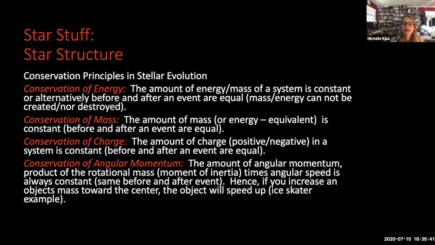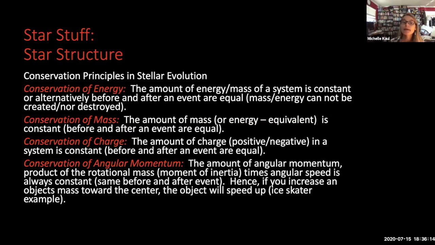The other main principle that we talked about is the conservation of angular momentum. Angular momentum is nothing but the rotational mass, which we call moment of inertia, times the angular velocity. If you change one of those aspects, the other one has to compensate. This is like that ice skater, right? As an ice skater wants to increase their speed, they pull their arms inward towards their axis of rotation. That makes them spin faster round and round.